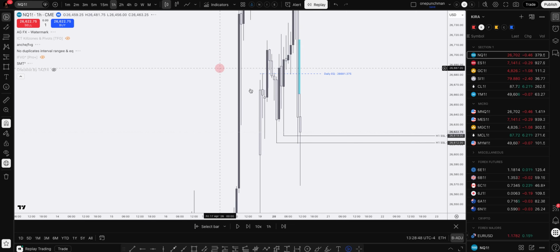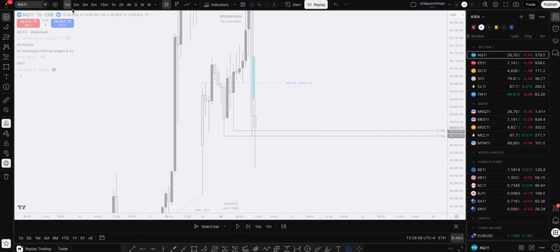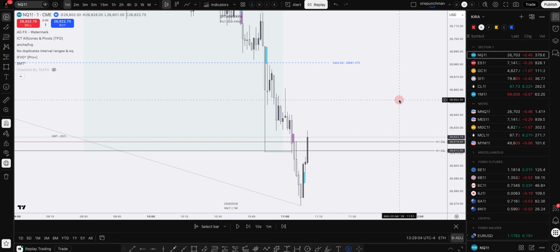Okay, so what does that mean? That means that if I'm waiting for price to sweep higher time frame levels, then I literally just have to wait for my setup to form on the 1 minute. Because if it's tagging an H1 level, then that's perfect.